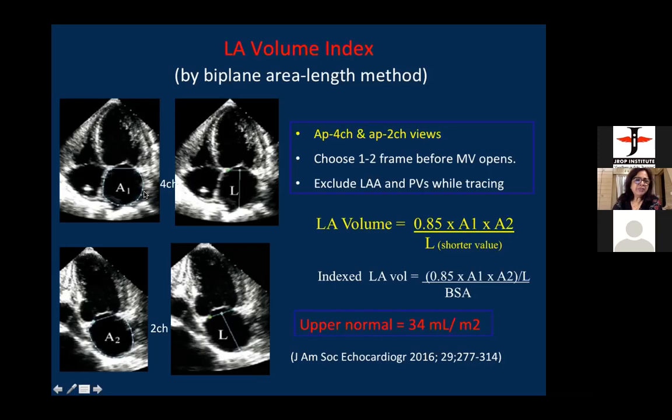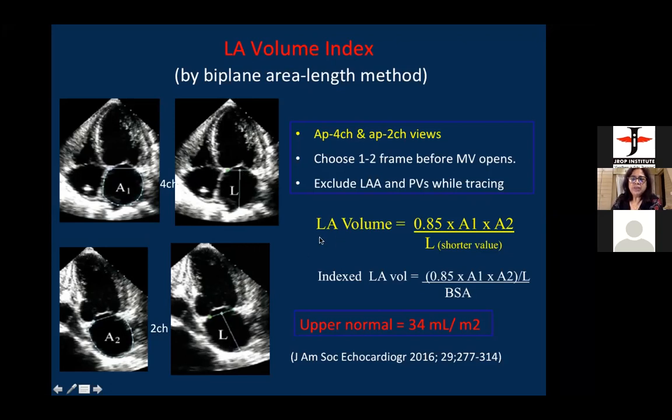We repeat the same method in the apical two-chamber view, where we measure the area 2, tracing the endocardial margin of the left atrium from one annulus to another, and also the length. Now we get area 1, area 2, and out of these two measurements of length, we will take the smaller value. And the difference should not be more than 10% in these two measurements.